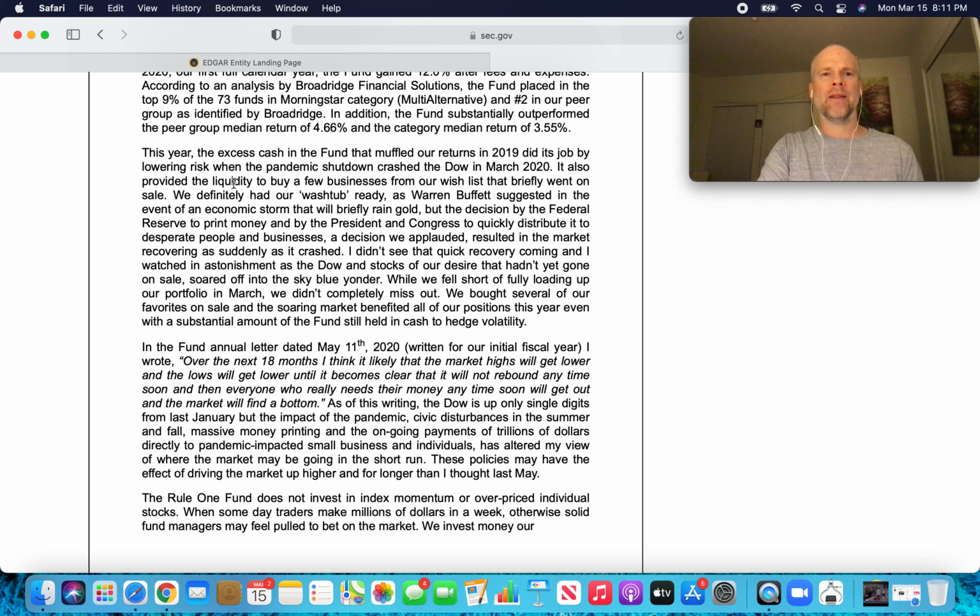It also provided the liquidity to buy a few businesses from our wish list that briefly went on sale. Now that makes a ton of sense. That's a great reason to have cash in the portfolio, is to buy businesses when they get down to that target buy price. We definitely had our washtub ready. This is what Buffett says about putting out buckets when it's raining gold rather than a thimble.